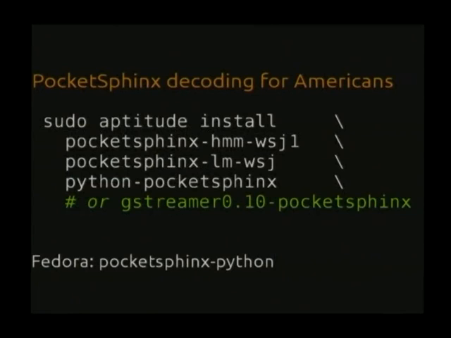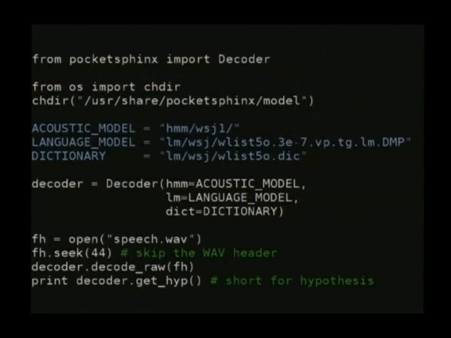Now, to use Pocket, if you're American, this is what you'd do. You'd just install the modules. There's packages for Arch and Mandriva, or whatever you call it these days, and Fedora, and then you might write a little script like this.